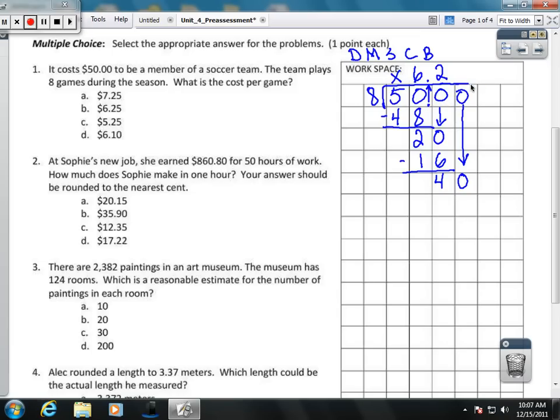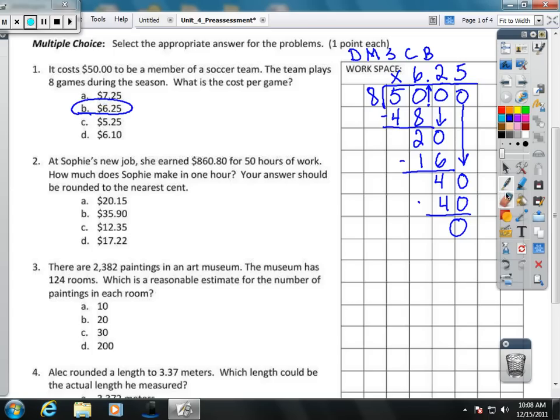So now we go ahead and we'll extend this bar out, and let's divide again. 8 goes into 40 this time, a total of 5 times. 5 times 8 is 40. I subtract, and I get 0 as a remainder. So my answer for the first problem would be B, $6.25. So far, so good.